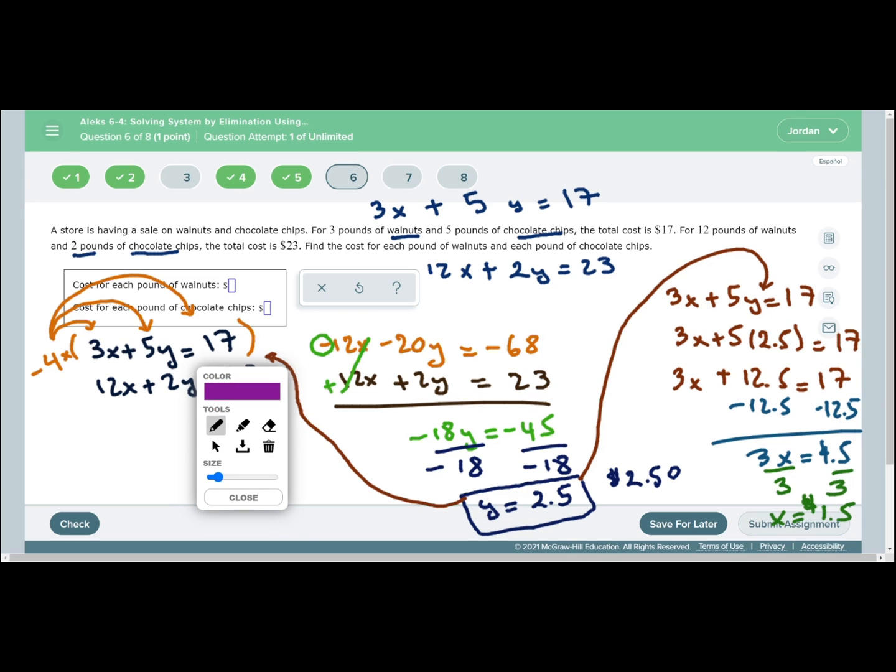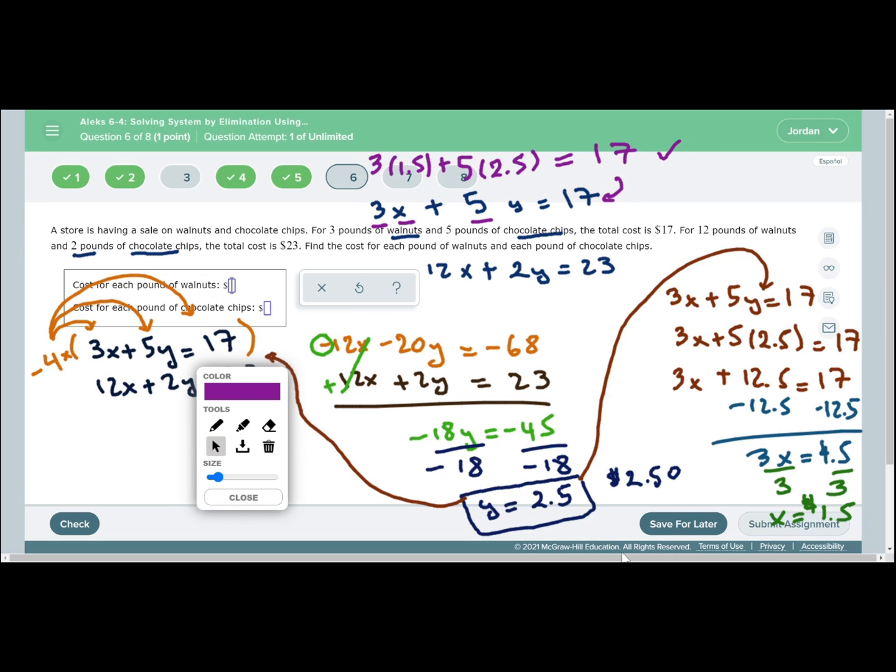Okay, remember 3x, 3 pounds of walnut is 1.5. So in the calculator, I will put 3 times 1.5 plus 5y, 5 pounds of chocolate chip is 2.5. Okay, 3 times 1.5 plus 5 times 2.5 is equal to 17. That's correct. It's matching with our equation. So we know our answer is correct.